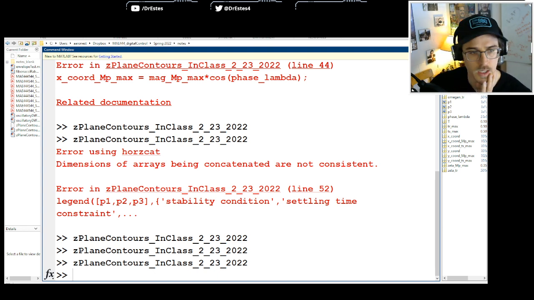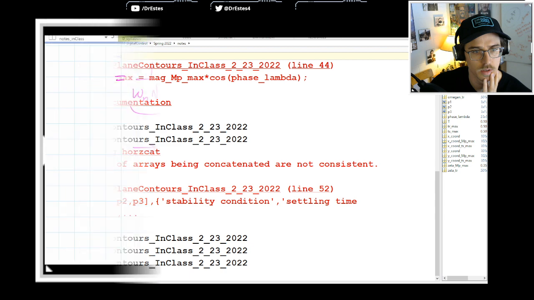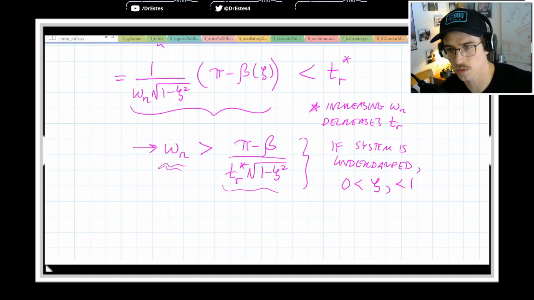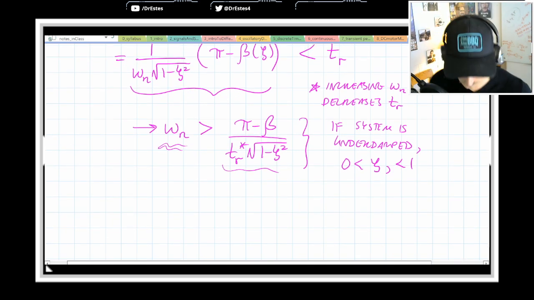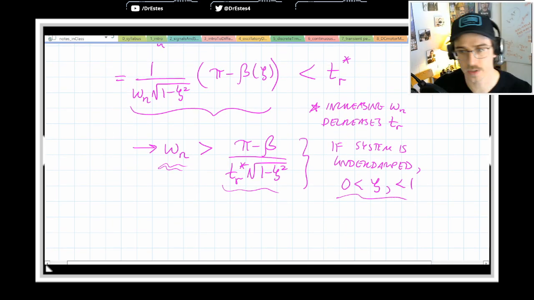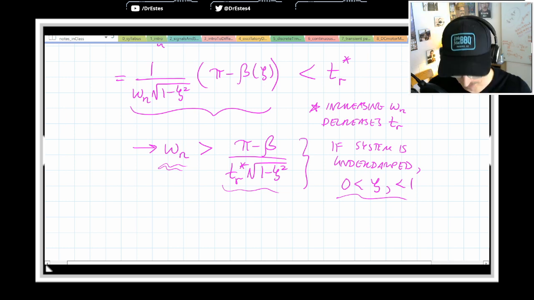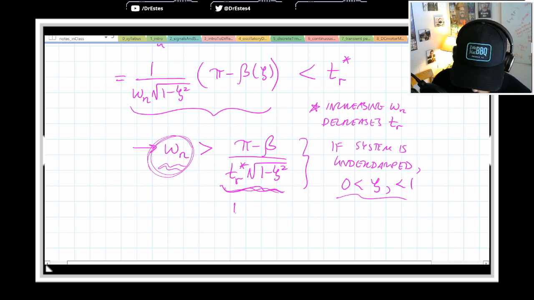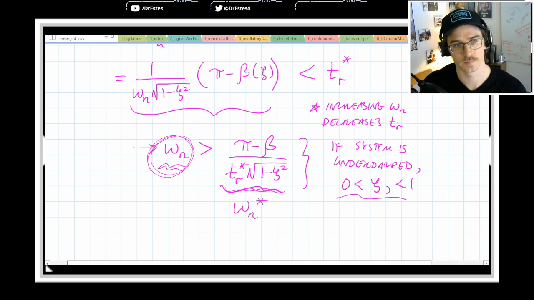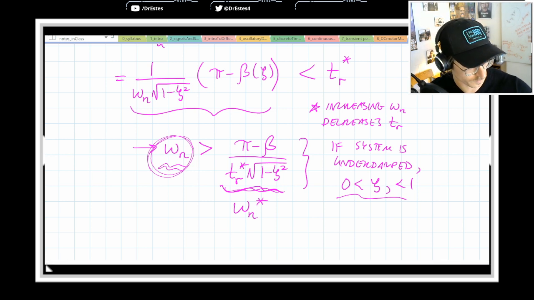Okay, so that's fine. Let's go back to the notes, and then we'll go back to the code and plot this. So we generated a vector of damping ratios, and then we found, okay, for each case, the natural frequency needs to be greater than something. Actually, let's call this omega n star. For a given damping ratio, your natural frequency has to be greater than this. All right.